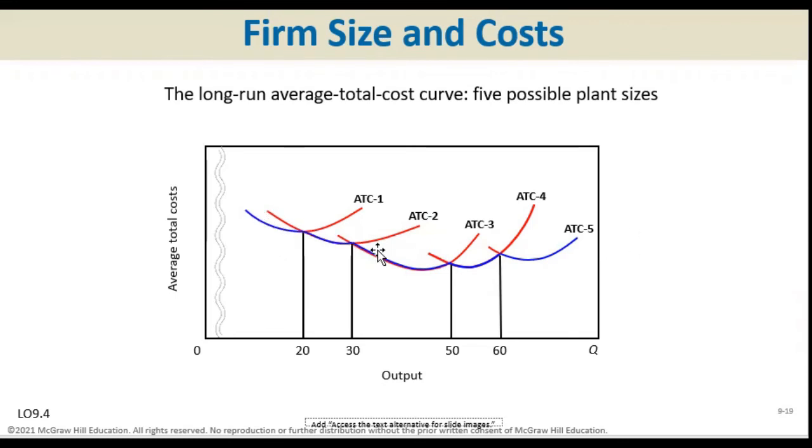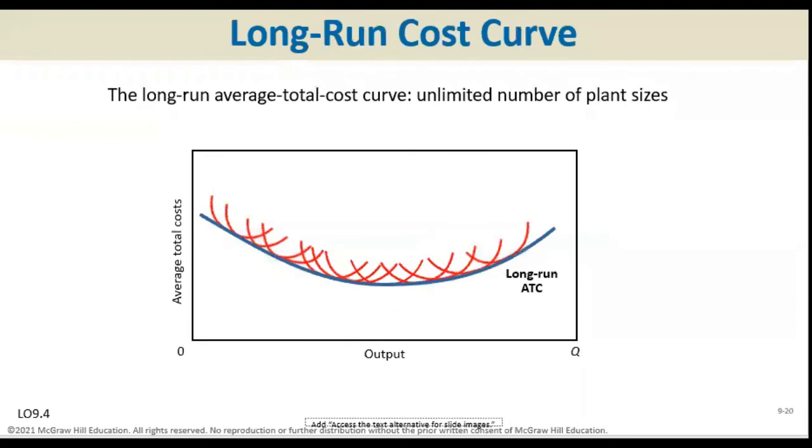And once you connect all those minimum costs, that's where you have your long run average total cost, right? That's where you want to be. Again, in the long run, you have that flexibility to make the adjustment. So the long run average total cost is the kind of big envelope here, right? That envelope of the short run average total cost curves.